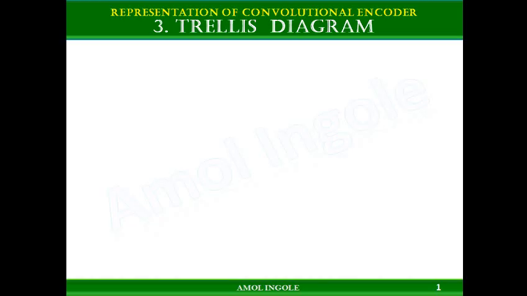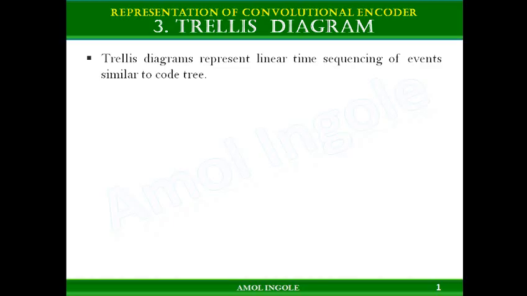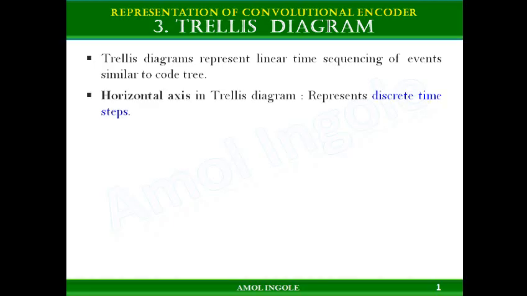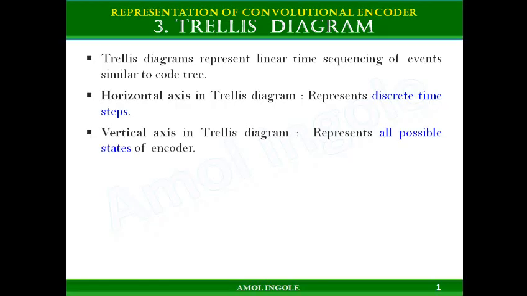Trellis diagram is one more way of representing a convolution encoder. Trellis diagram represents linear time sequencing of events, similar to a code tree. The horizontal axis in a trellis diagram represents discrete time steps, whereas the vertical axis represents all possible states of the encoder. I hope you know what the possible states of the encoder are and how you can identify those possible states from the given numerical statement.